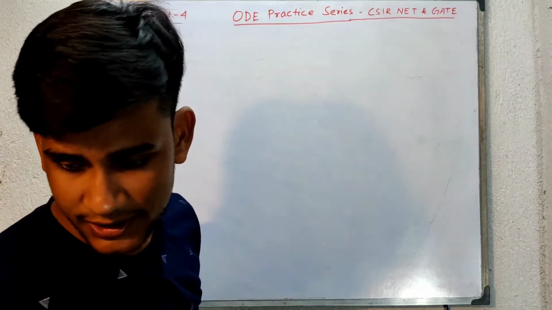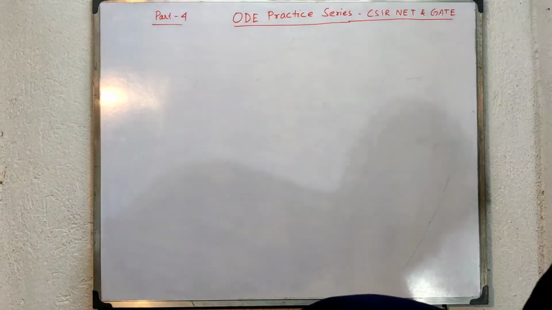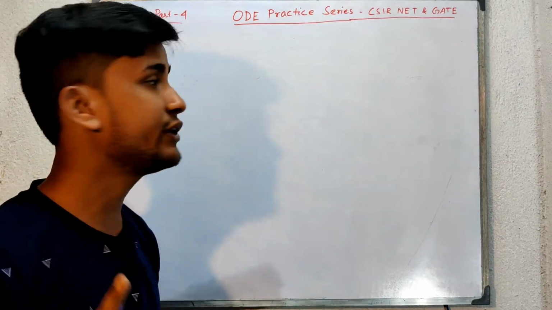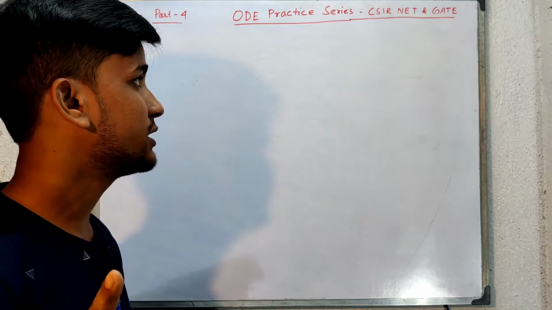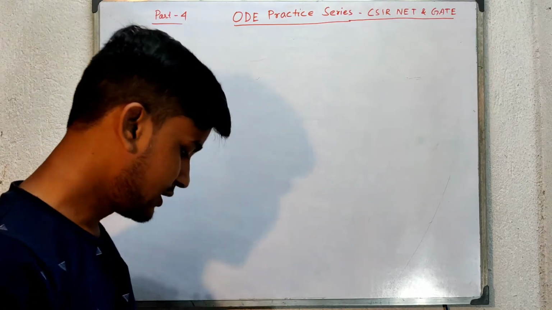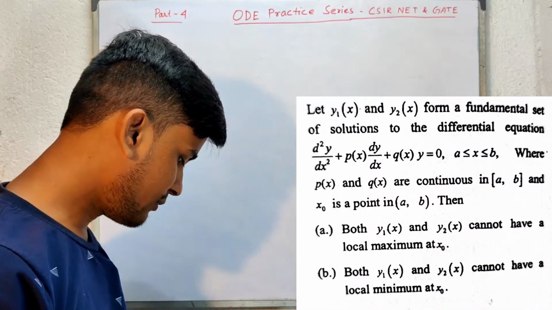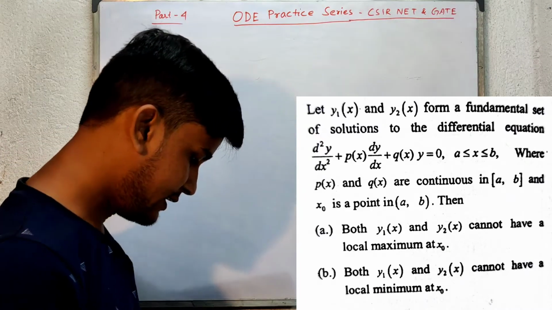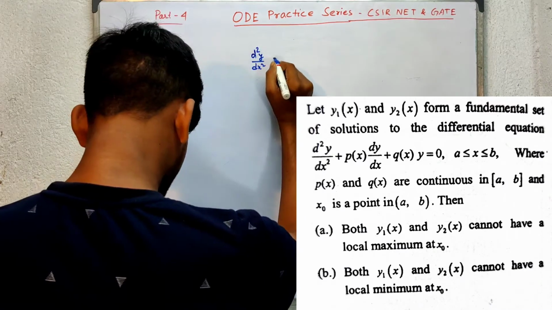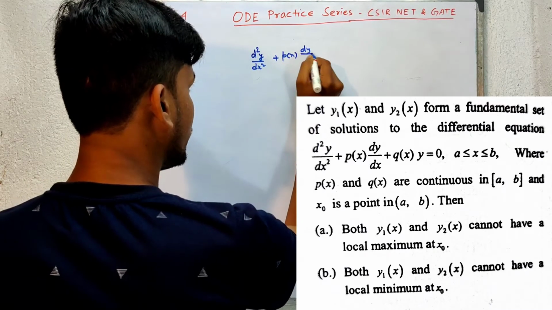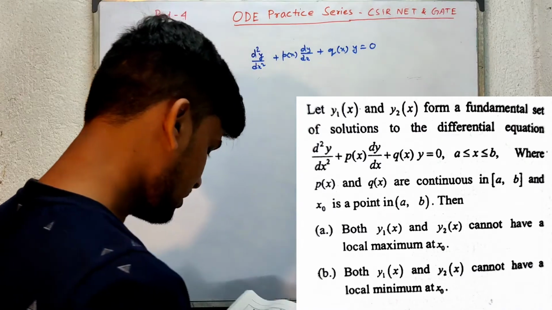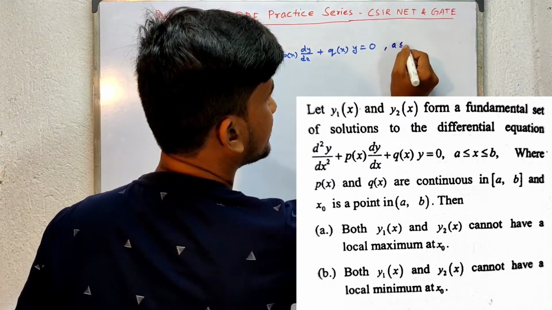So today's first question. In the last video I discussed up to question number 24, and because of a technical issue the question was not completed, so I will continue today from question number 24. Question number 24 says: let y1 and y2 form the fundamental set of solutions of the differential equation d2y/dx2 plus p(x) dy/dx plus q(x) y is equal to 0, where a is less than or equal to x, less than or equal to b.